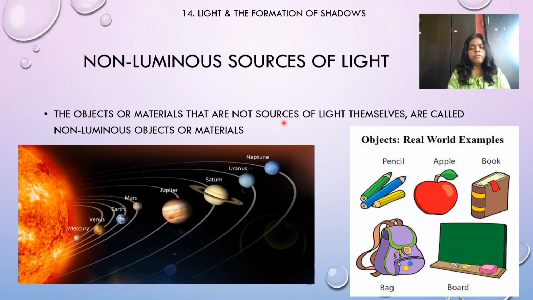Now children, we have seen the luminous sources of light. Now let us understand what are non-luminous. Non-luminous will be the ones who do not emit light, who do not give out light. The objects or materials that are not sources of light themselves are called non-luminous objects or materials. All the planets, children, are non-luminous. They do not have their own light. Even the moon, all these planets and their satellites also, they all are non-luminous.